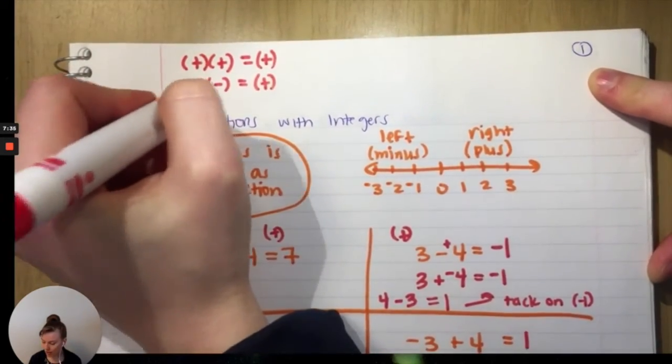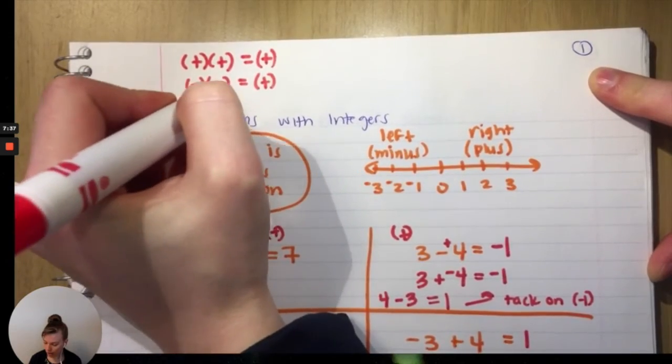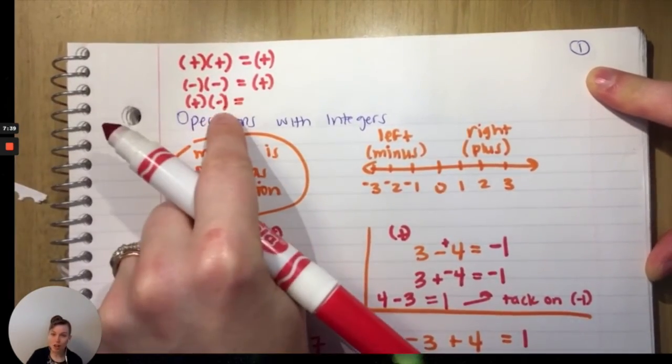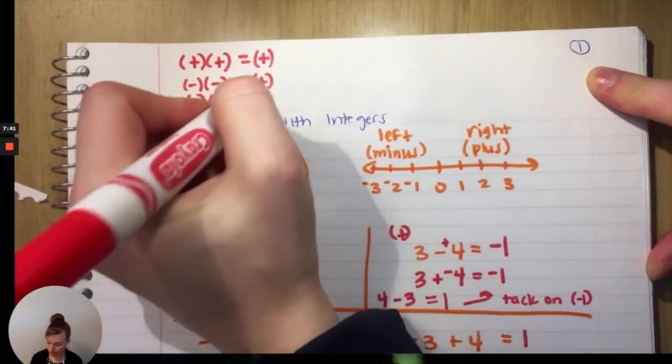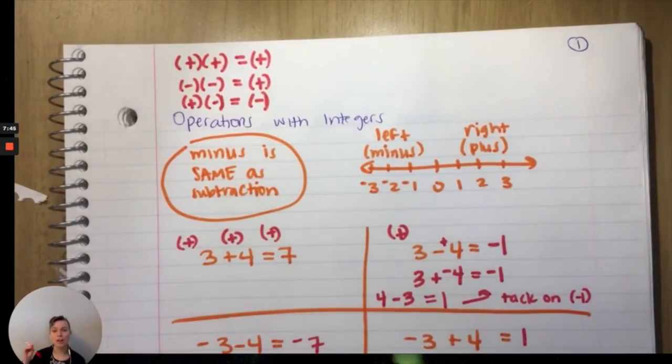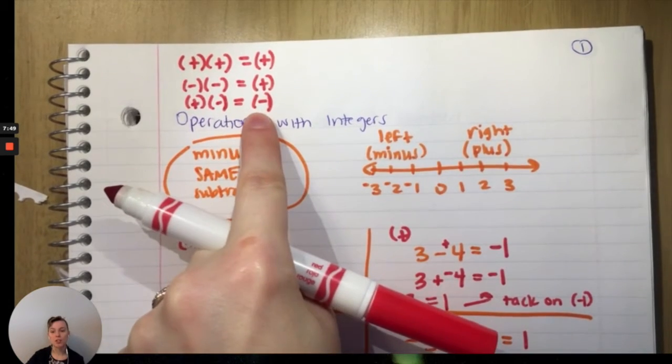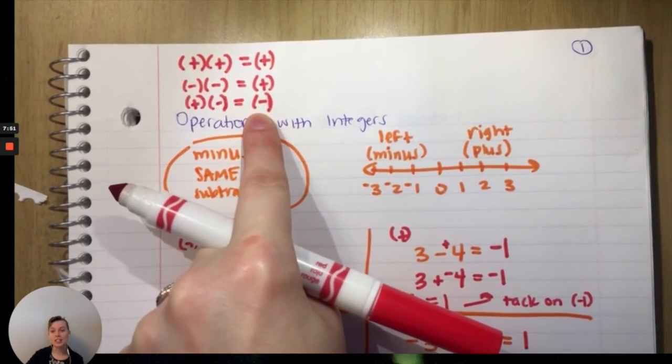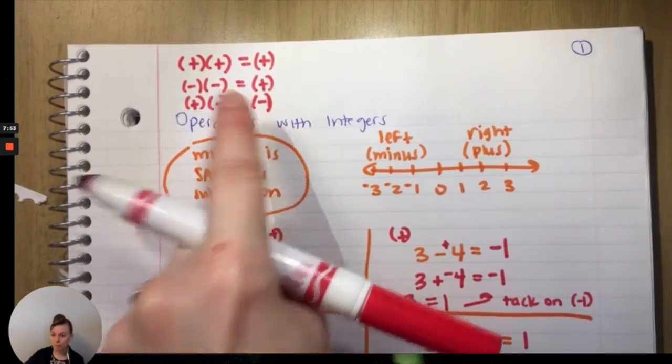And then it does not matter the order, as long as you have an odd number of negatives, it's going to end up with a negative. Because 2 negatives when you multiply are going to make a positive. So as long as you have an odd number of negatives, you're going to end up with a negative product. Remember, a product is the answer to a multiplication problem.